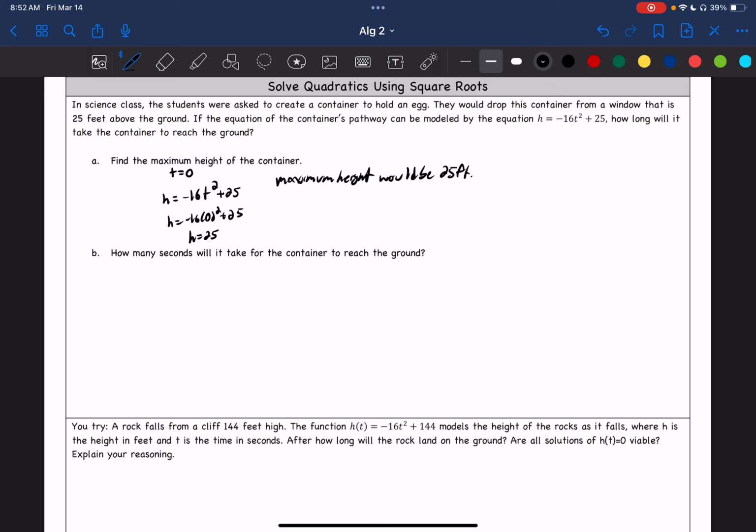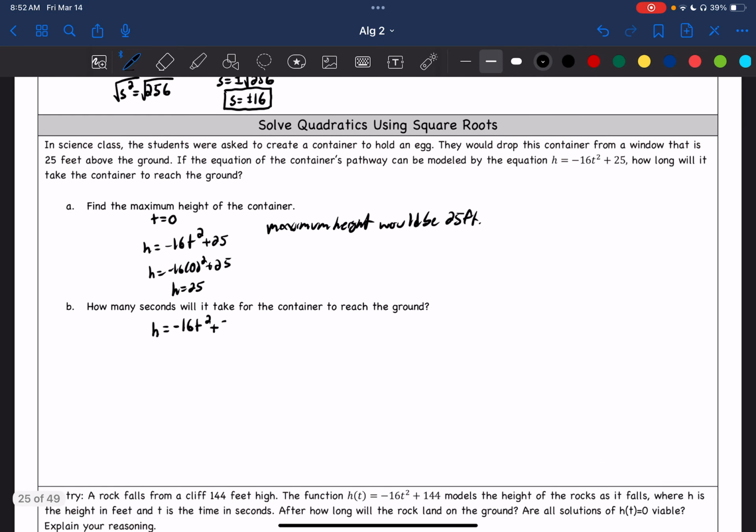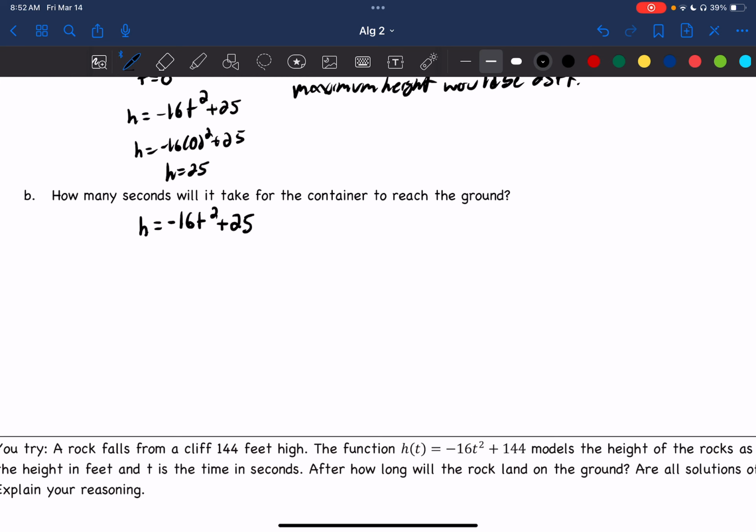Okay, so now we need to figure out how many seconds it will take the container to reach the ground. Well, we have our equation: h is equal to negative 16t squared plus 25. What will the height be when the container reaches the ground? Well, if it starts 25 feet above the ground, then the container will hit the ground when h is equal to 0, right?